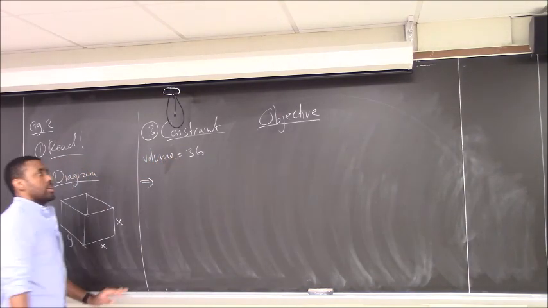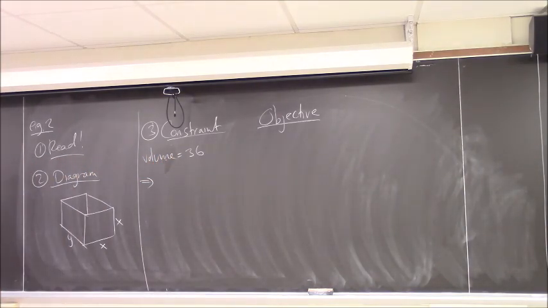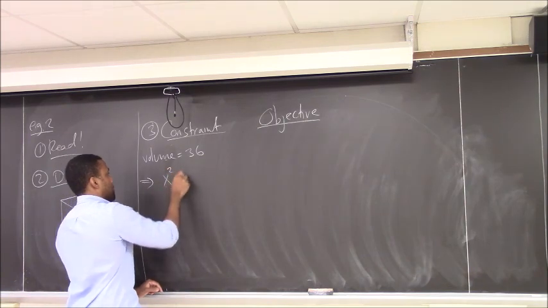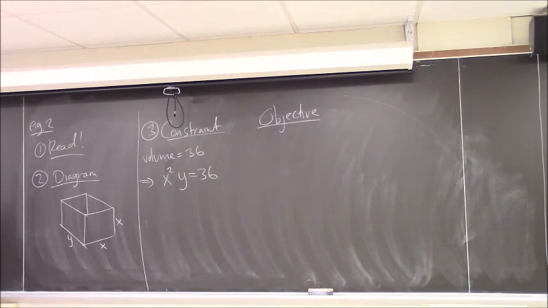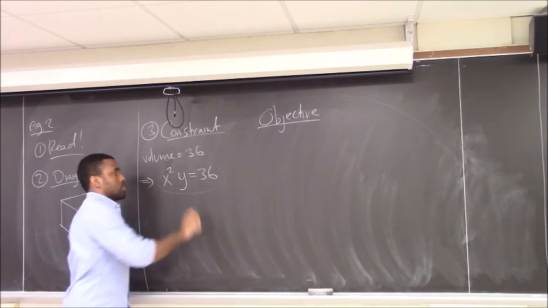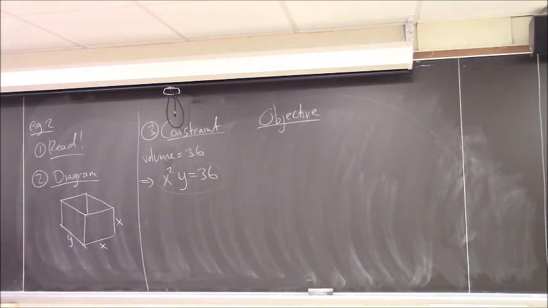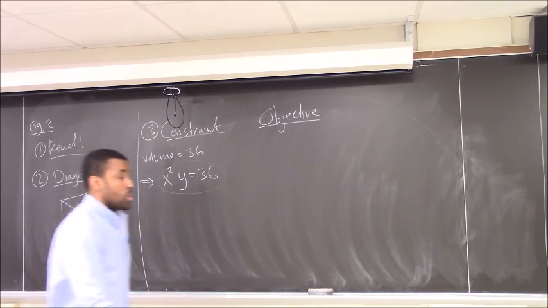Which means, how can I describe that with an equation? What is the volume of this box? X squared times y. This is my constraint equation. Right? That equation has my restriction built into it. The volume has to be 36. What's the objective?